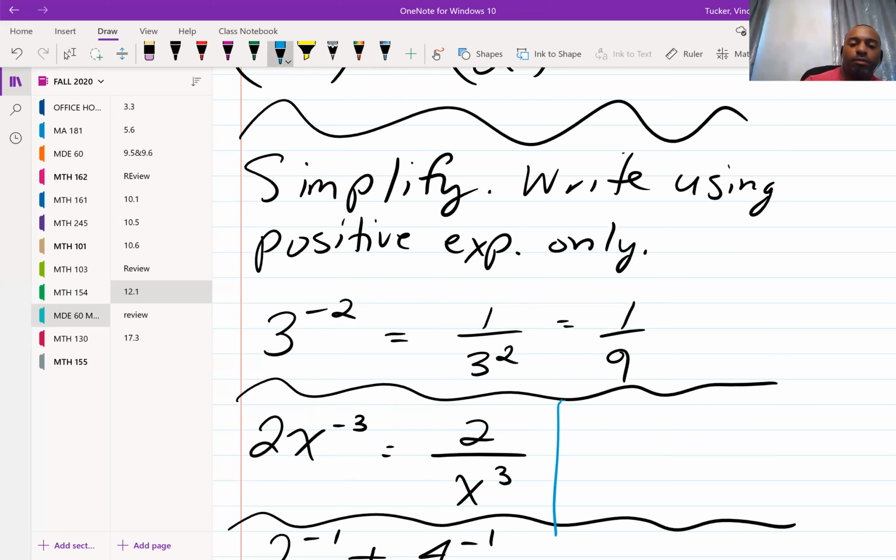Now, if that was going to affect both the 2 and the x, then you have to use parentheses. I believe we talked about that before, and then that will drop the whole thing down to the bottom. So once again, that's the difference between having parentheses or not having parentheses when it comes to our exponents. All right, any questions on anything?